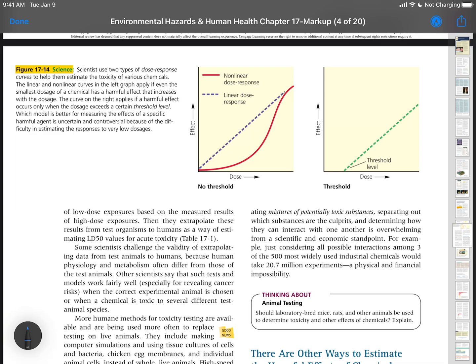That's a common misconception, that the higher the dose, the greater the effect. No, here you can see you have a slow start, very little response early, and then it starts to pick up. This one is linear, straight out the same. Double the dose, you're going to double the effect. So scientists use, I'm reading this over here, two types of dose response curves to help them estimate the toxicity of various chemicals. The linear and nonlinear curves in the left graph apply even if the smallest dosage of a chemical has a harmful effect that increases with the dosage.